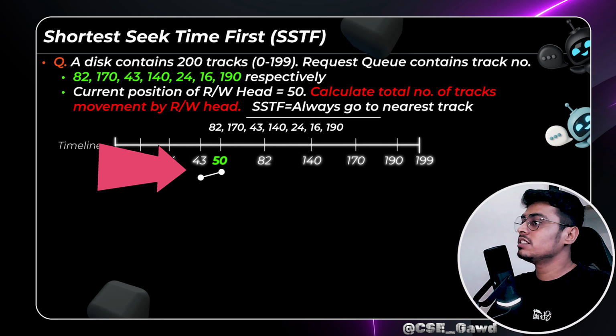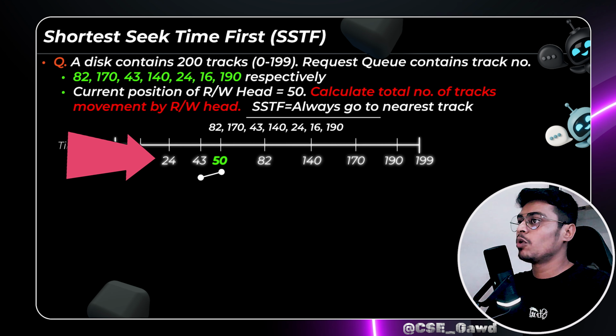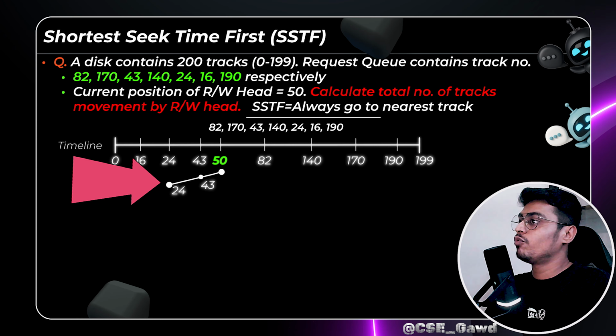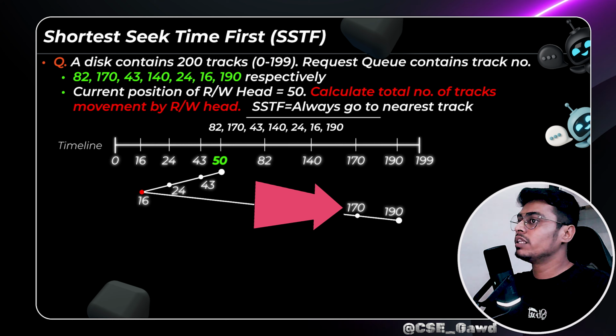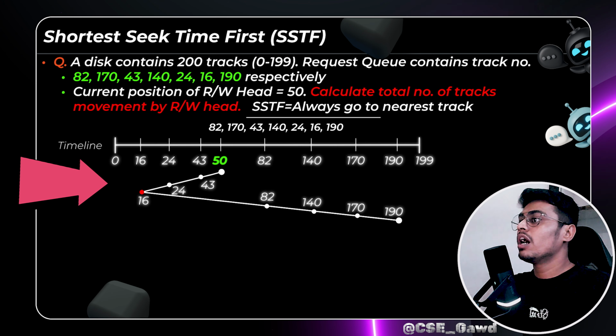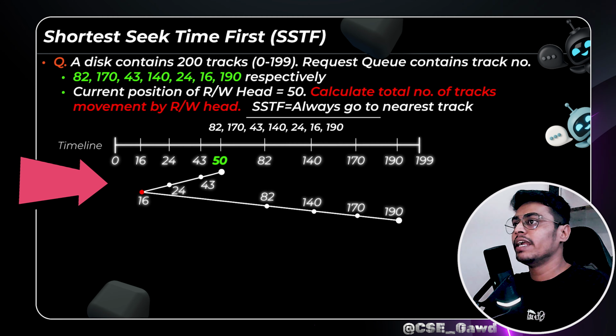From 43, the nearest is 24, so we go to 24 next. From 24 the nearest is 16. From 16 the nearest is 82. Then 140, then 170, and then finally 190. So our sequence becomes 50 to 43, then 24, then 16, then 82, then 140, then 170, then 190.